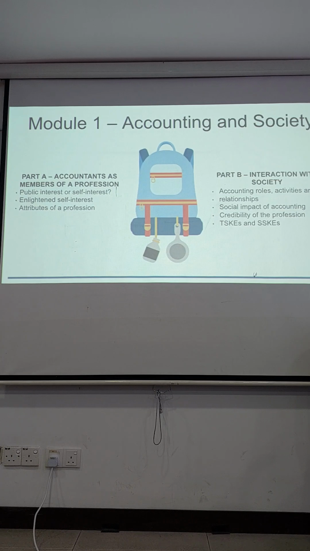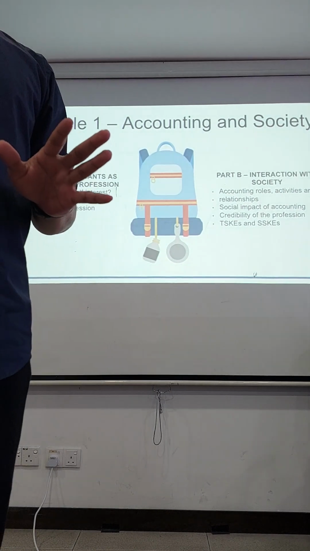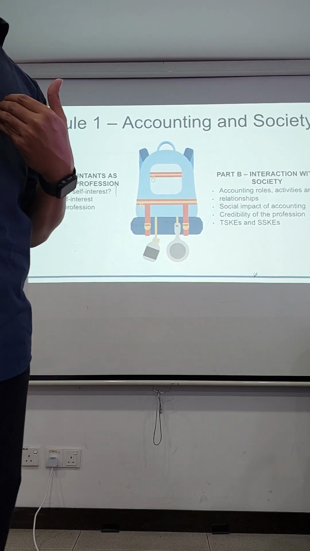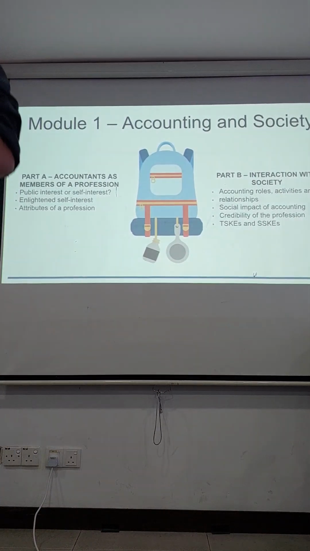Power to control, power to regulate. That's where, under that attribute, we learn co-regulation, self-regulation, and normal regulation. Interaction with society is another part that we discussed in module 1. We learn what skills are required for us to equip ourselves to become future-oriented accountants.